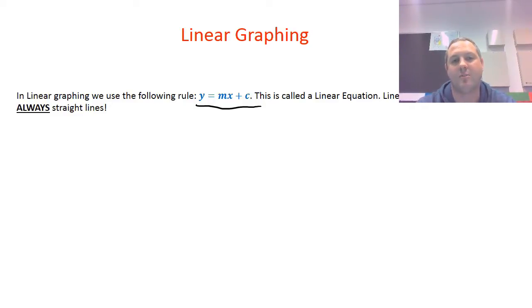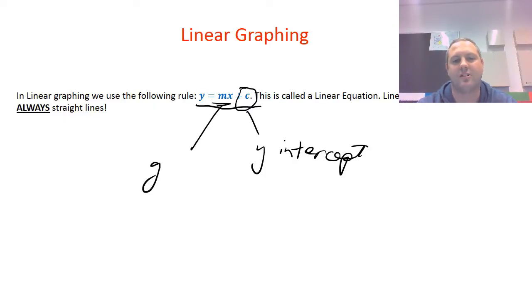Okay. Now, there's two parts to a linear equation. There's the plus c, and this is your y-intercept. Now, we've talked about that before. It's where it crosses through the y-axis. And then we have the mx. This is the gradient of your line, or slope.